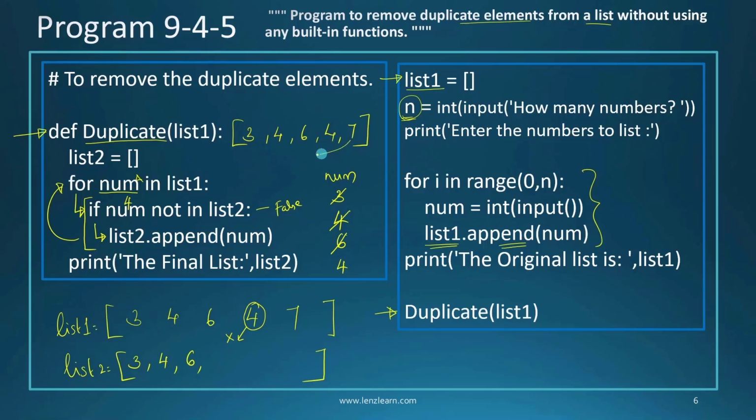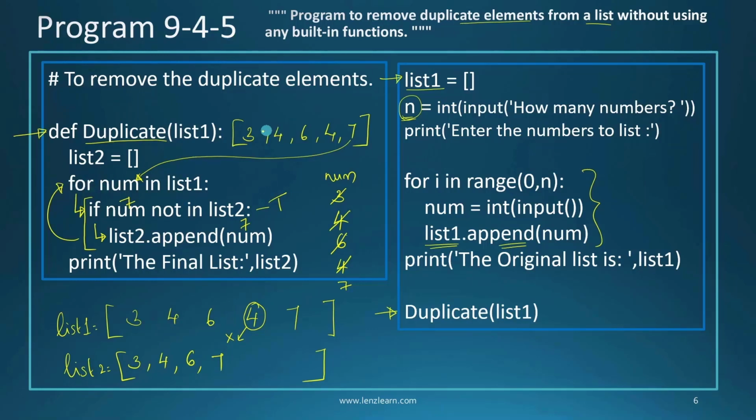It will copy the next element in list 1 to num. Now the value of num will become 7. The condition will check 7 not in list 2. Now again it's true. Why? Because you see list 2, there is no 7 inside it. So now 7 will be appended into list 2. So 7 will be added.